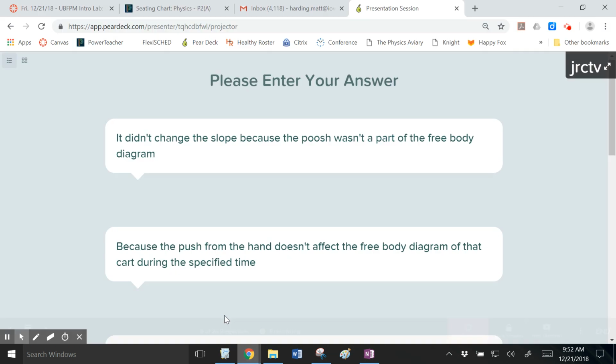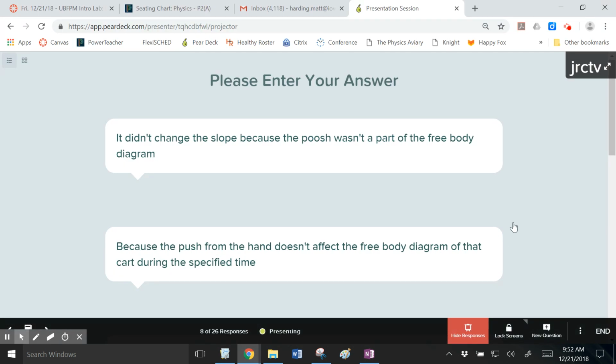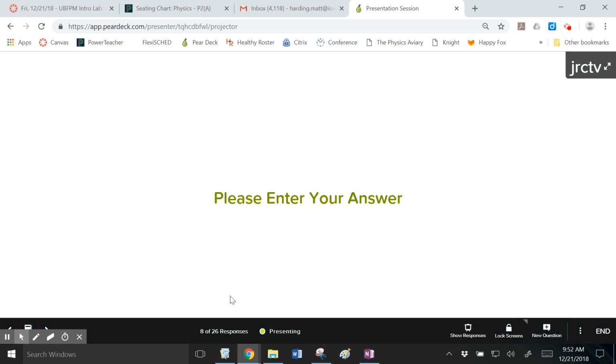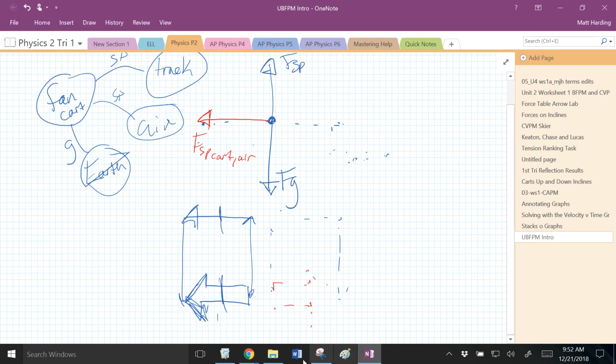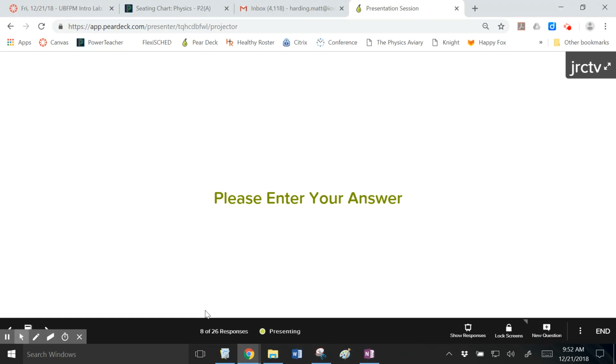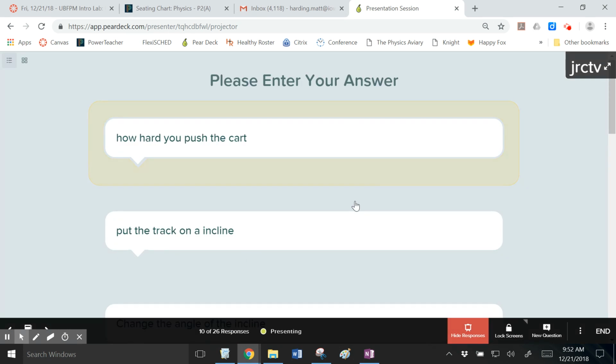What else do we have here? Push from the hand doesn't affect the free body diagram of the cart during that specified time. So there you go. Okay. So let me go back a slide then. So what do we have? How hard do we push the cart? All right, we tried that one, and that didn't do it.